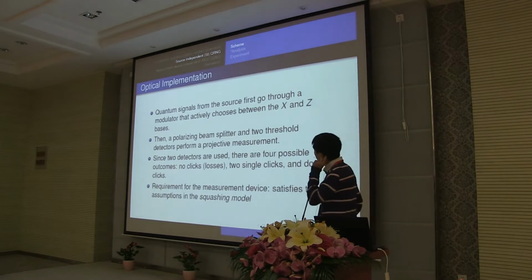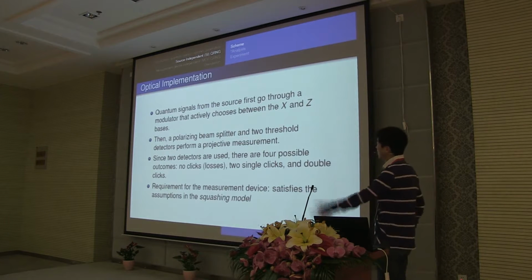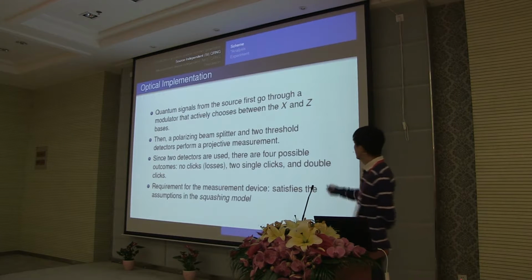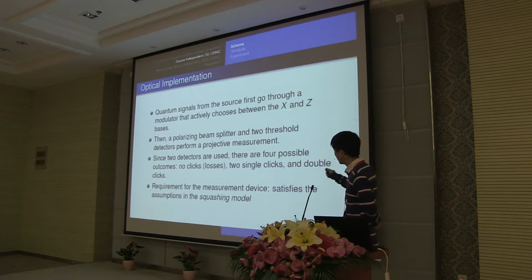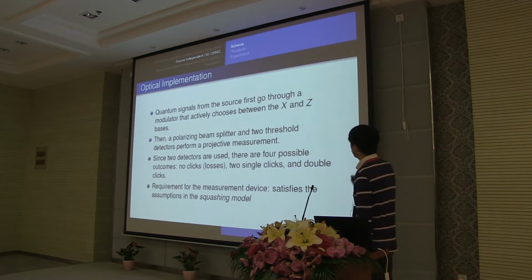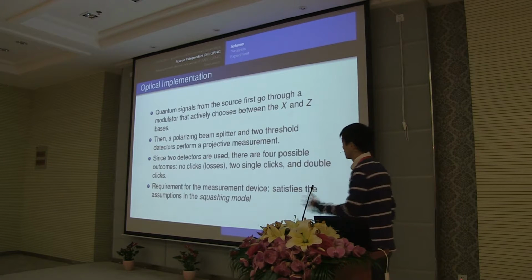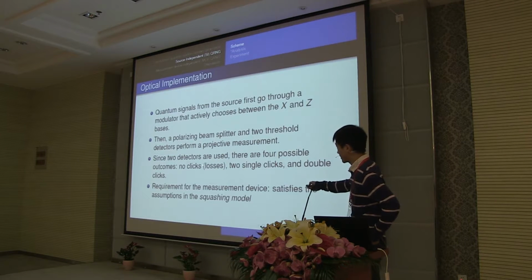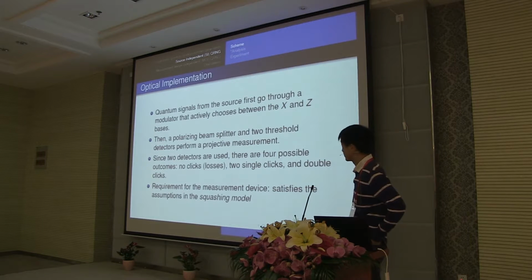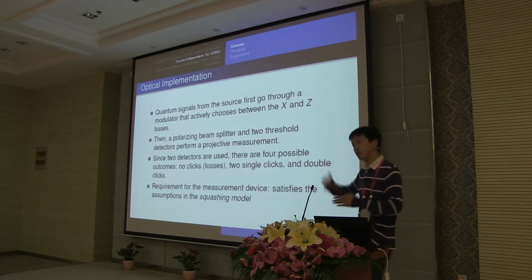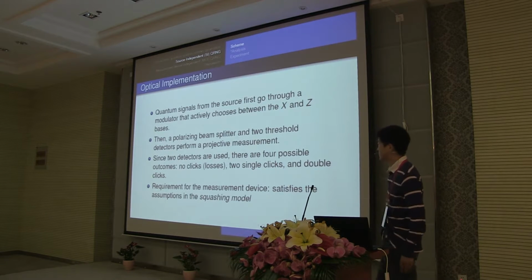Right, so the optical implementation. Optical quantum signals from the source go through some modulator to actively choose between X and Z bases. To actively choose between two bases, you need some random seed. You choose the X basis to test the source, and use the Z basis to generate the randomness. In the system, normally we assume we have 2 detectors, so there are 4 possibilities in practice: no click, like losses or vacuums, 2 single clicks, 0 or 1, the good ones, and also double clicks. Later on we need to deal with all these practical issues.